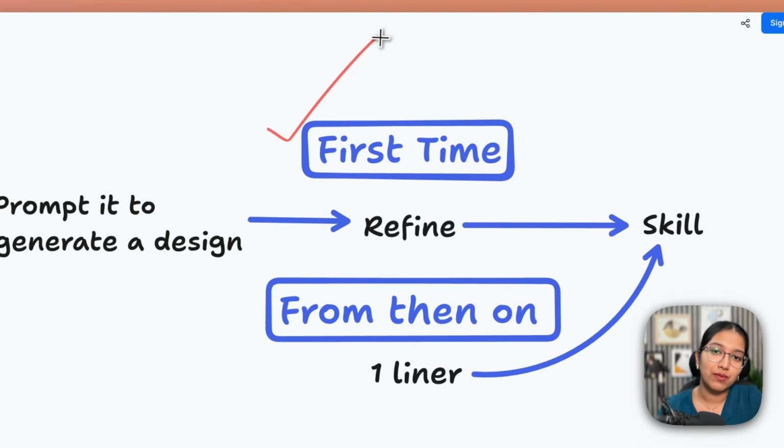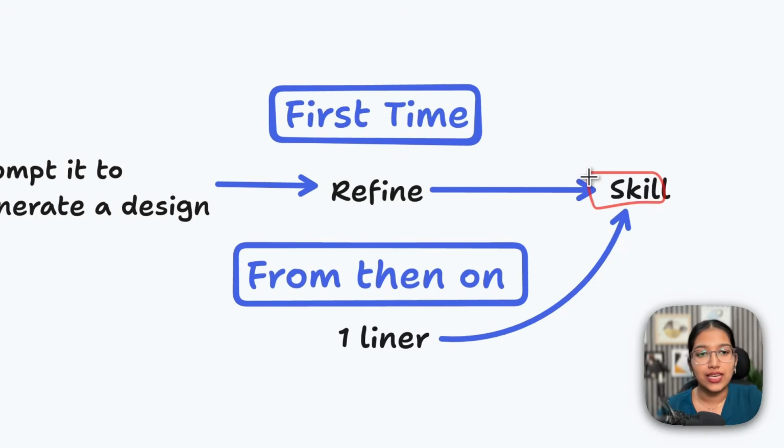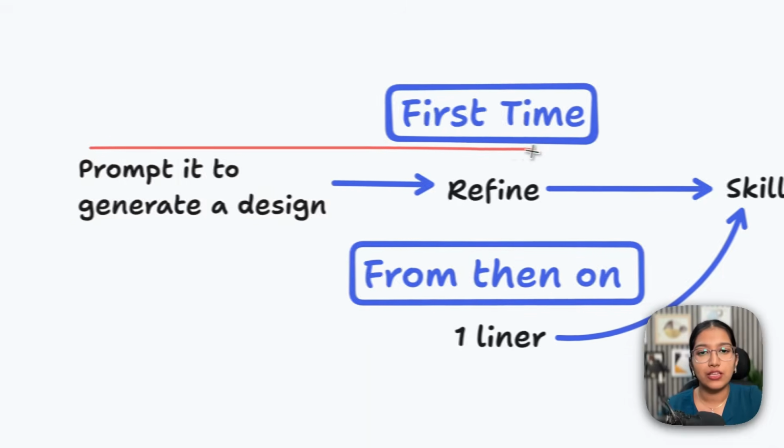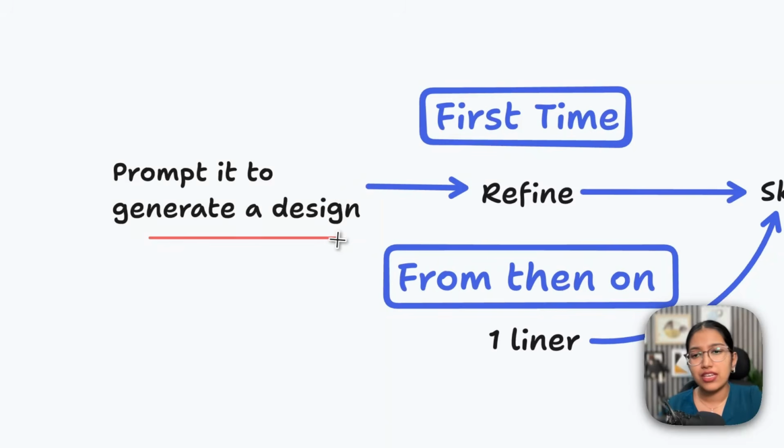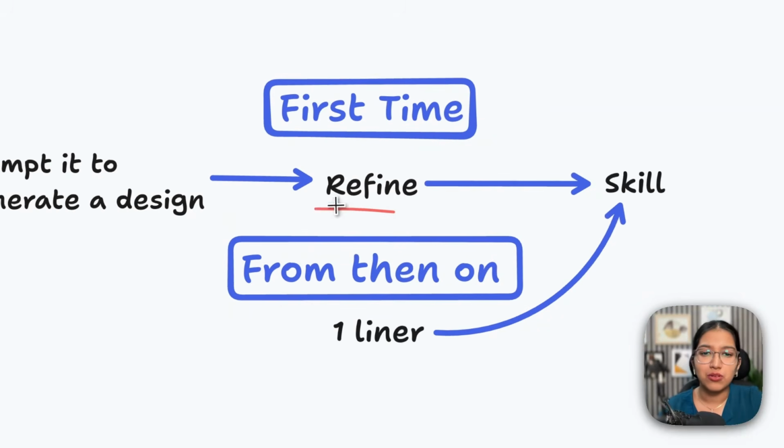So this is what we will be following, and I would highly recommend anyone to follow. Do not forget to create a skill, because if you don't do that, you will be stuck in this loop every time you create a design. Every time you're giving it a new prompt, every time you're refining it, you will end up wasting time. So why not create a skill? And hence we are using Claude Code.